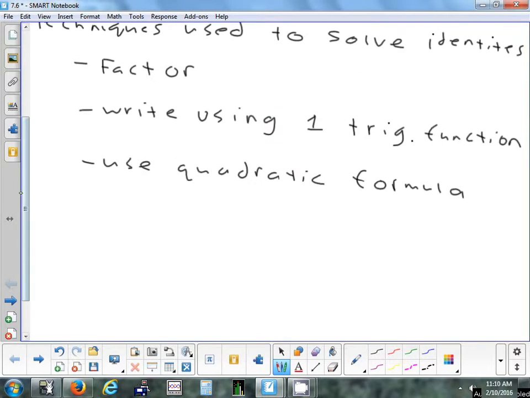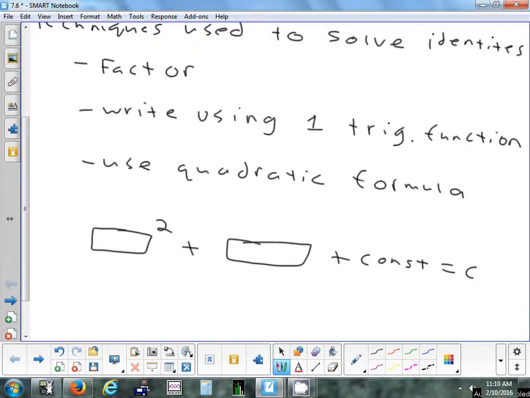Anytime you have a problem in this form, something squared plus the something and then plus a constant, that's a quadratic type equation. Whatever's in the boxes, that's what you're solving for. So if you had something like x squared plus 3x plus 2 equals 0, and you use the quadratic formula, you're solving for this variable that's in the middle box.